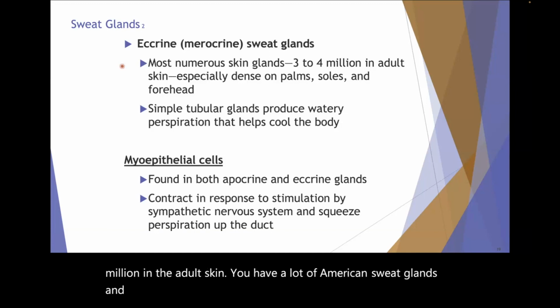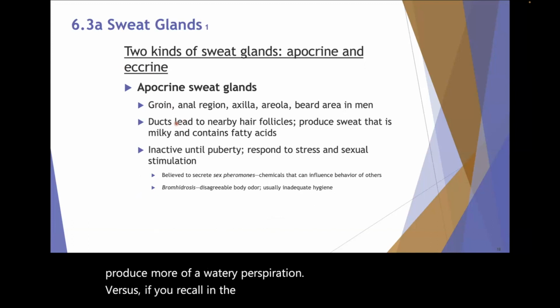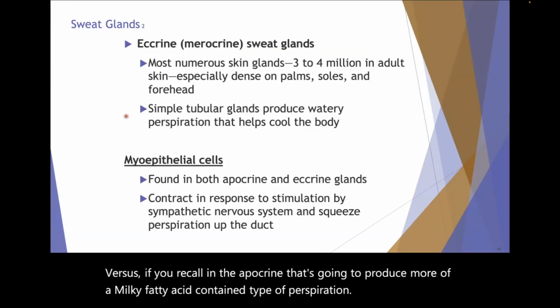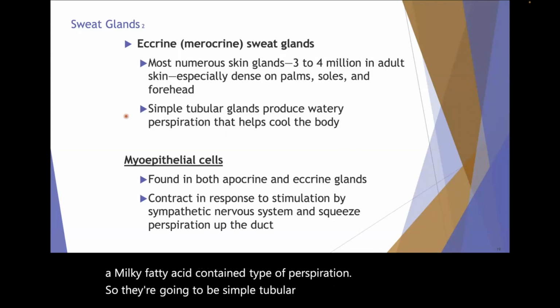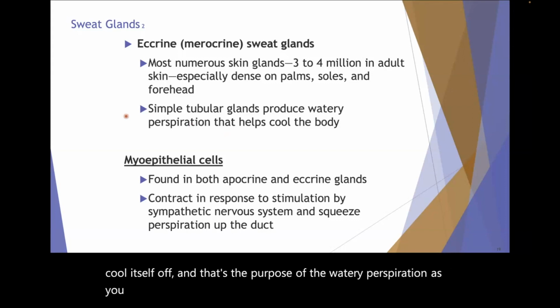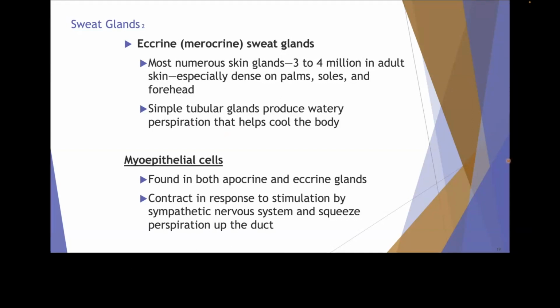They're going to be simple tubular glands. They produce more of a watery perspiration, versus, if you recall, the apocrine glands, which produce more of a milky, fatty acid-containing perspiration. These glands help the body to cool itself off, and that's the purpose of the watery perspiration. As you perspire, the water on the outside of your body evaporates. When it evaporates, it pulls heat energy off of your body, thereby cooling your body.